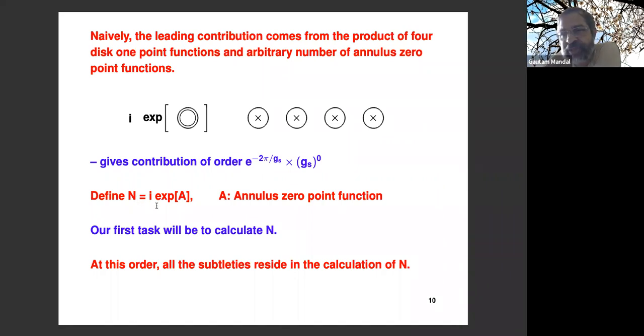So you define n to be... yeah. So you are doing a Euclidean calculation, right?